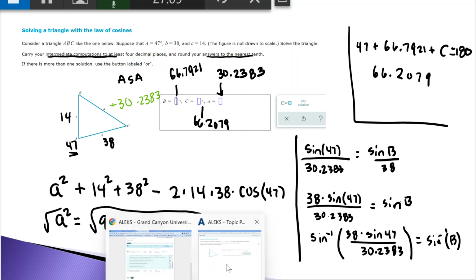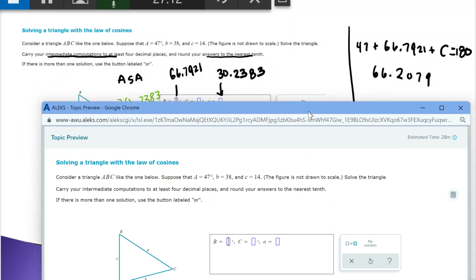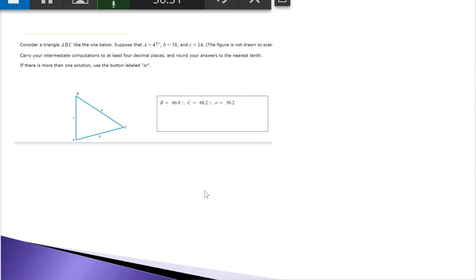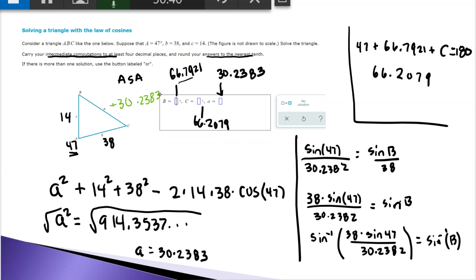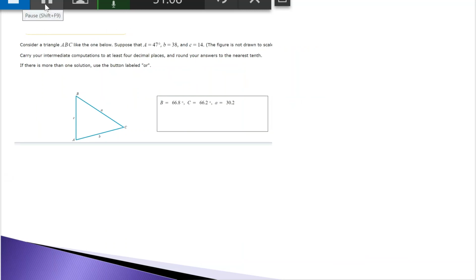So let's check those out too. Alex gave me 66.8, 66.2, and 30.2. What did we have? 66.8, 66.2, and 30.2. It's an ambiguous case.